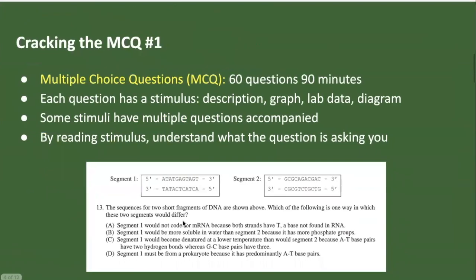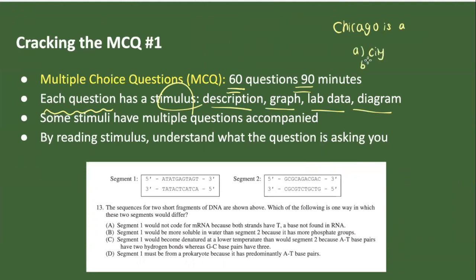All right, so let's briefly talk about how the MCQ section works. So again, 60 questions, 90 minutes. But interestingly, for the AP Biology exam, each multiple choice question has something called a stimulus, meaning that for each question, you'll be provided with a description, graph, lab data, or diagram. So it's not like a standard exam. Like, it's not going to be like "Chicago is a city, state."